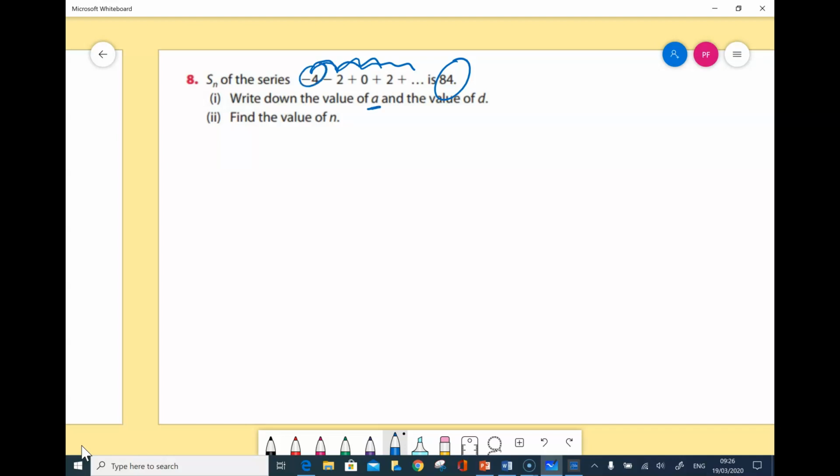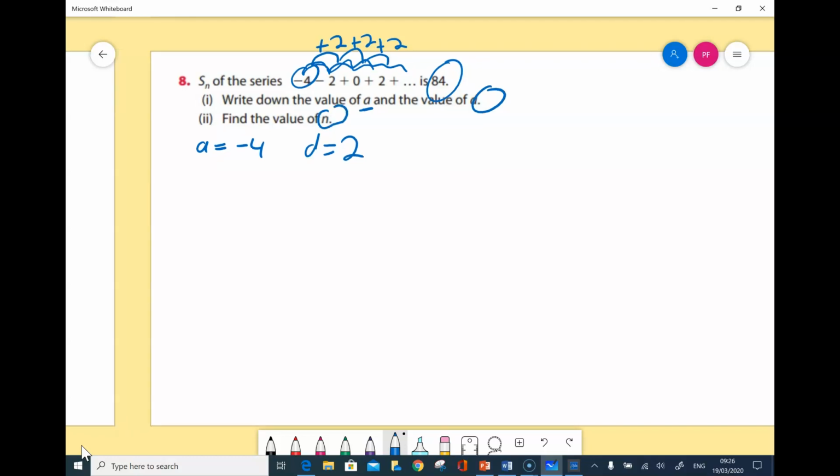Well, a is the first term, so a is just minus 4. And d? How do I get from minus 4 to minus 2? By adding 2. Minus 2 to 0, adding 2. 0 to 2, adding 2. So I can see that d is a positive 2.